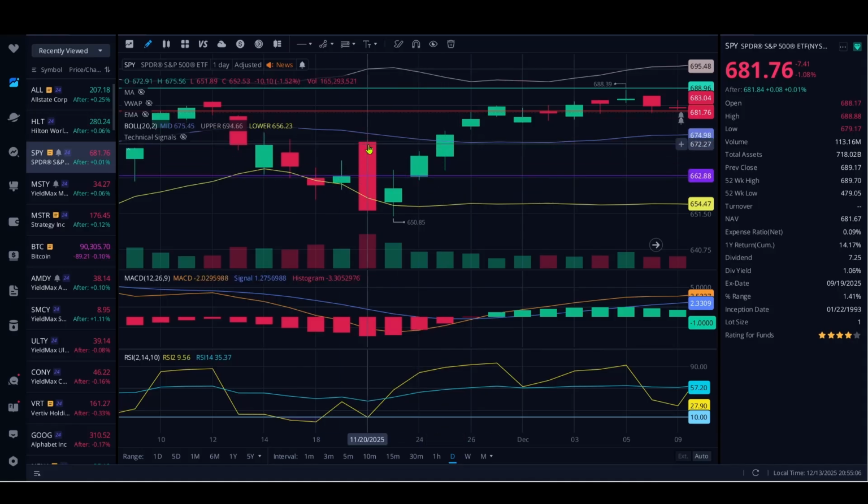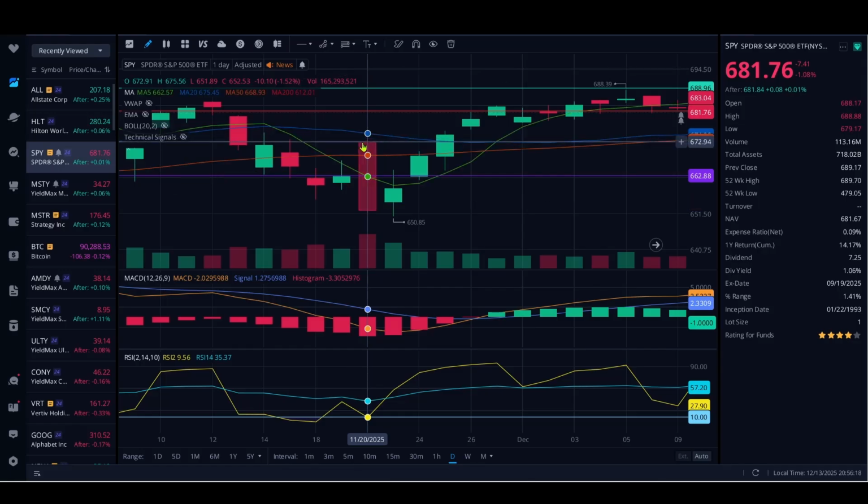Now, the next day, we do have this big red candle, but it did open all the way up here at 672.91. That's almost a $10 move right there. 672.91 is a nice, huge pop up. Now, if you were watching the candles and you saw that huge pop up, you may want to go ahead and set a stop just for protection. With that huge pop up, you see that $10 move.